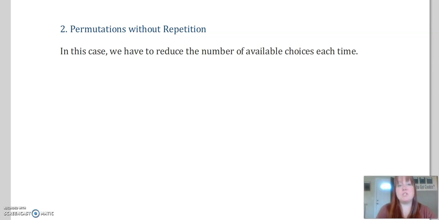So that's a permutation. And it's without repetition because I can't be in first and second, right? I can only get either first or second. And once, say, I get first place, then I'm out of the running for second place, right? They can't choose me as the second place winner. So let's figure out how we do this with actual math.